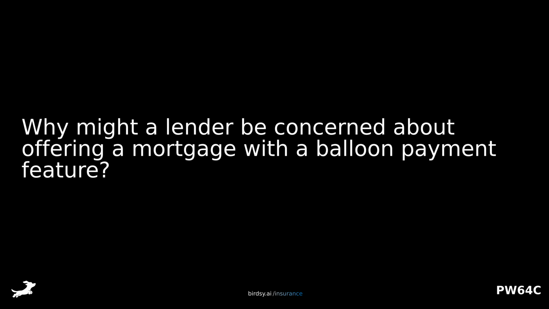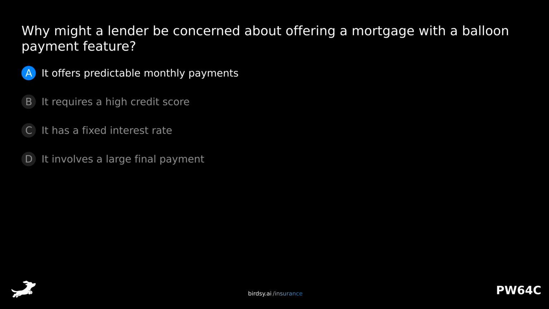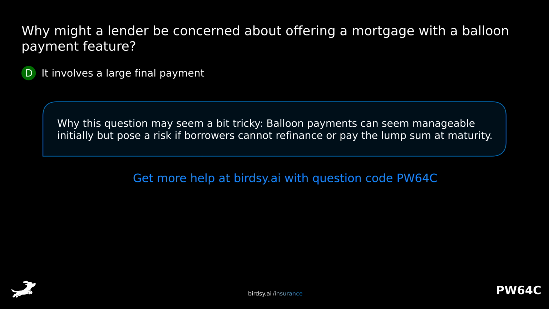Why might a lender be concerned about offering a mortgage with a balloon payment feature? Is it A, it offers predictable monthly payments, B, it requires a high credit score, C, it has a fixed interest rate, or D, it involves a large final payment? The answer is D. It involves a large final payment. Why this question may seem a bit tricky. Balloon payments can seem manageable initially, but pose a risk if borrowers cannot refinance or pay the lump sum at maturity.